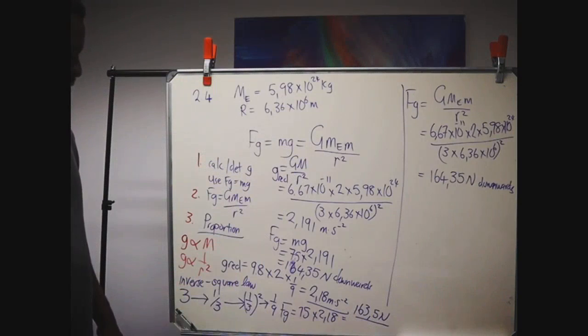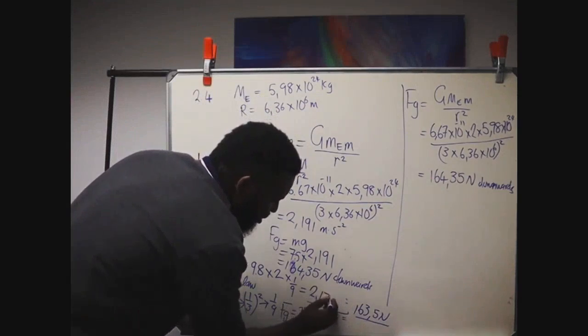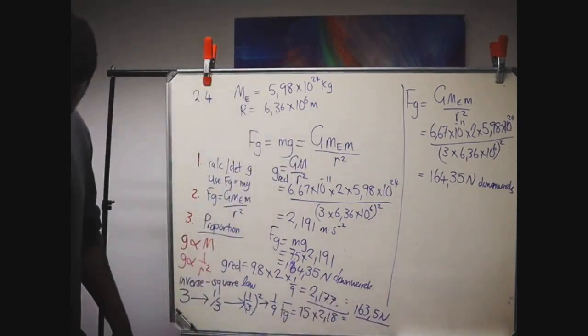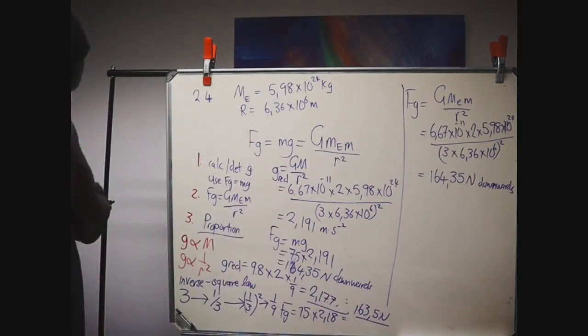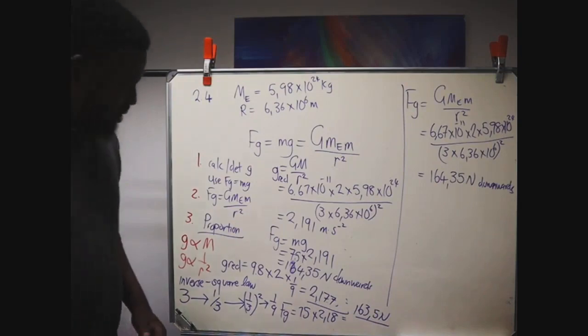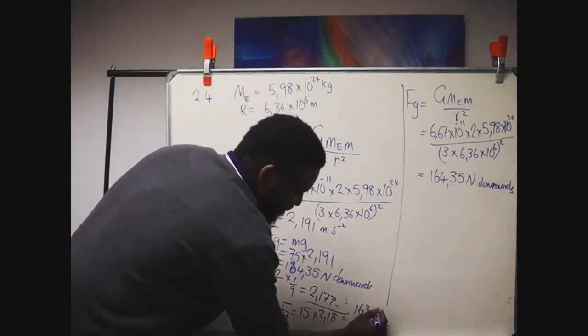Okay, 163.5. In fact, was that the g I got? I got 9.8 times 2 times 1 over 9, which is 2.177. So let's say 2.177 times 75. I get 163.28. Okay, that's a better answer there: 163.27528.